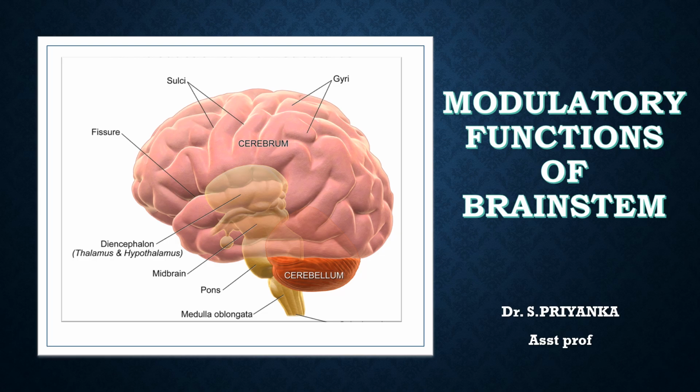Good morning everyone. Today's topic is modulatory functions of brainstem. As you all know, brainstem consists of three parts: midbrain, pons and medulla. In this brainstem we have major centers for vital organs, like the respiratory center and cardiac center, which are very important, vital to our human body.